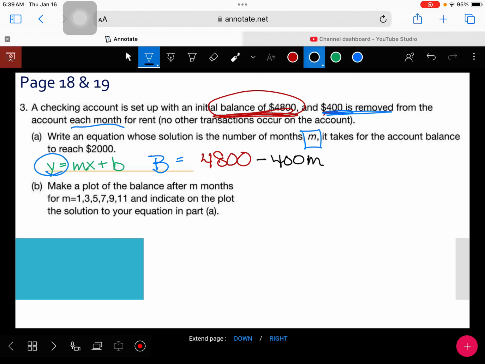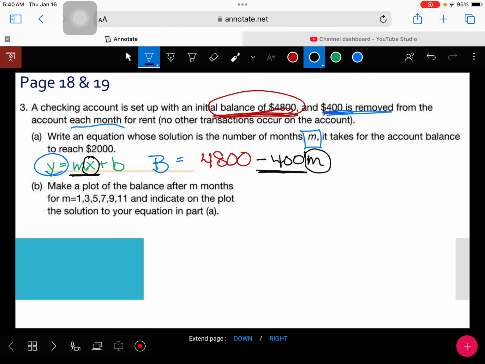And that is my y equals mx plus b. Right here we have the mx, and in this case my slope is negative because it is going down by the same amount each month. So that's the negative 400, that's my slope. And my x here, it's kind of odd because it's months and we have mx plus b, but my number of months here is the same as my x part here, okay?